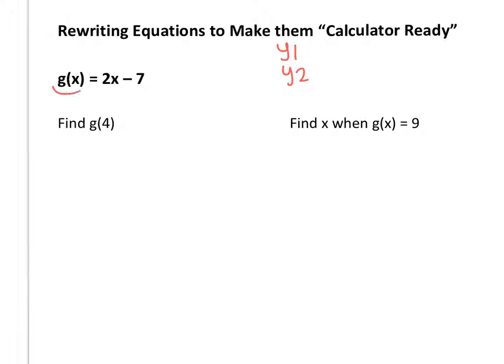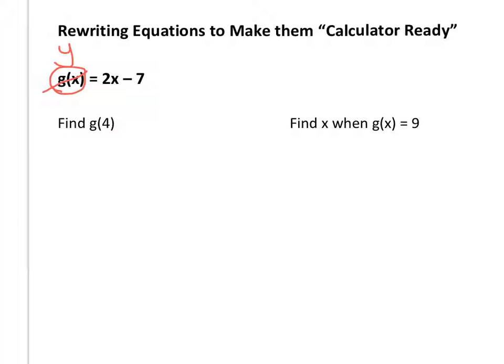We have g of x here. Remember, that's the function's name. It also tells us the input is x. And the function is 2x minus 7. So this g of x is representing the answer that the function gives us. This is the output. Well, another thing we know for the output is y. So really, ultimately, that g of x is really a y. So this equation is calculator ready. It just doesn't look like it. So we're ready to type that in.